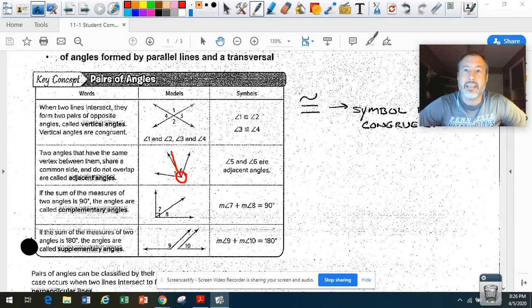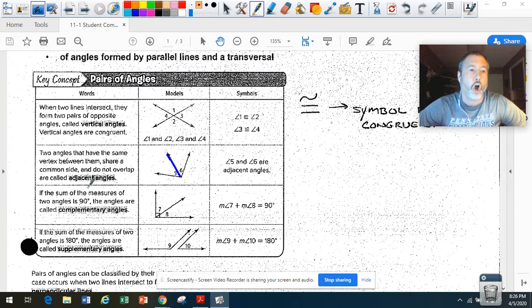So these angles here do not overlap. You have angle 5, which is right here. That's a terrible angle. And then we have angle 6, which is right here. They're not supposed to overlap at all. So we know that angle 5 and angle 6 are adjacent. That does not mean they are congruent. It just means they are adjacent. They share the same side here. This side right here, they share together.